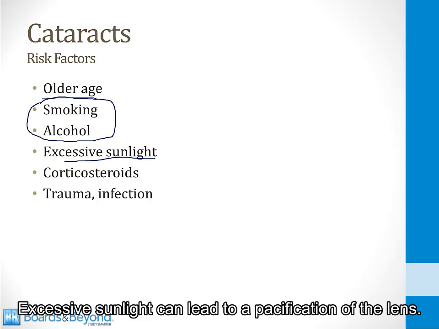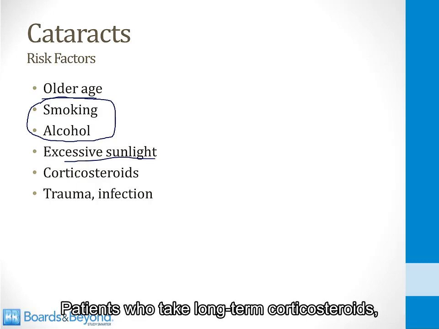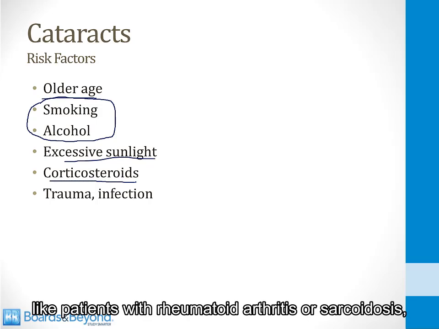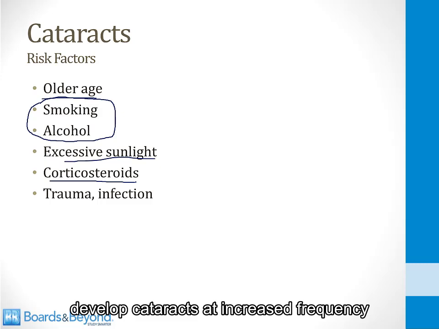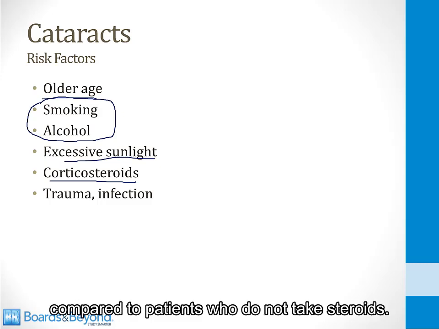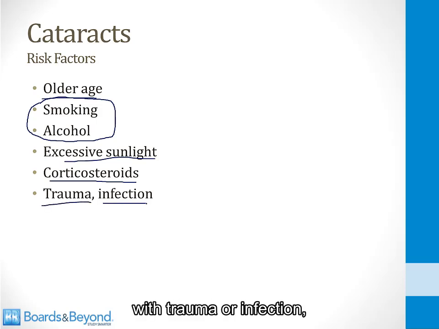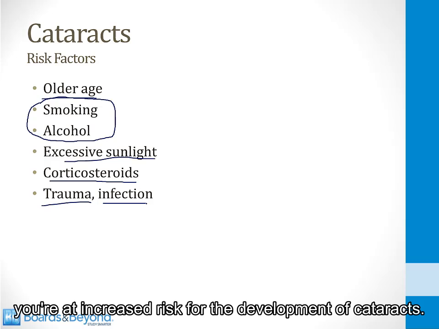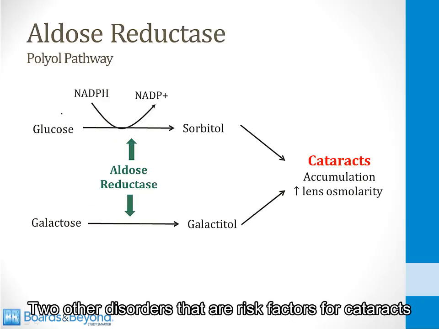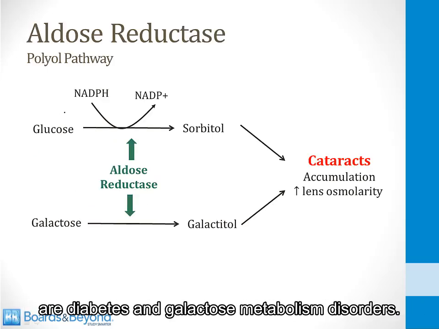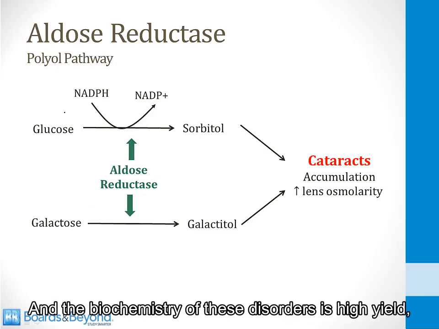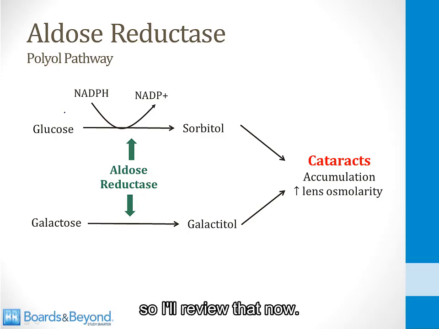Excessive sunlight can lead to opacification of the lens. Patients who take long-term corticosteroids, like patients with rheumatoid arthritis or sarcoidosis, develop cataracts at increased frequency compared to patients who do not take steroids. And then finally, if you've had any eye problem like trauma or infection, you're at increased risk for the development of cataracts. Two other disorders that are risk factors for cataracts are diabetes and galactose metabolism disorders, and the biochemistry of these disorders is high yield, so I'll review that now.